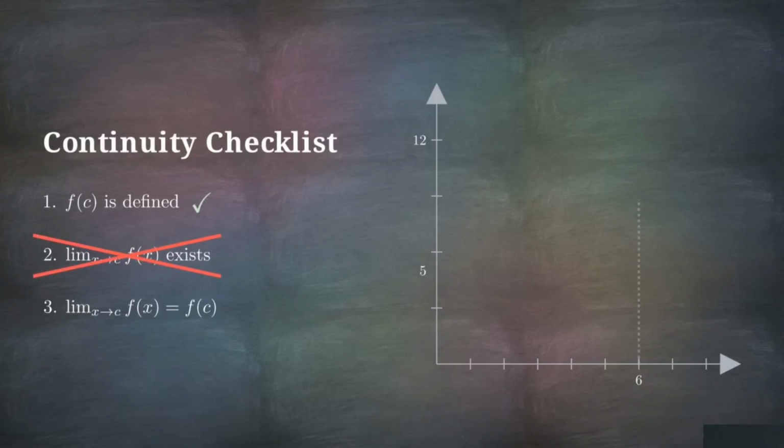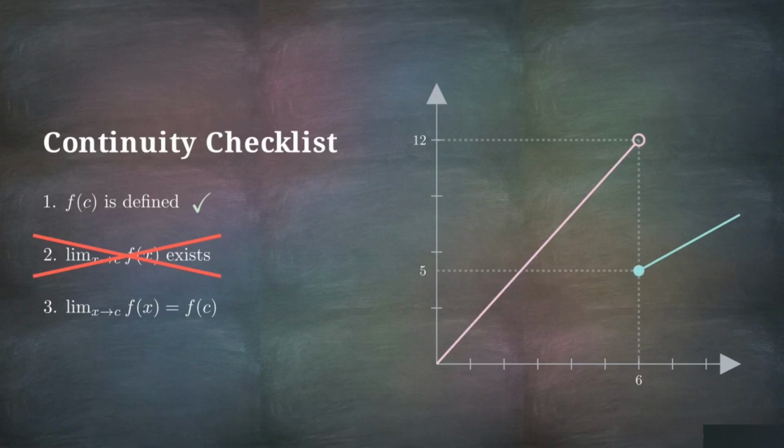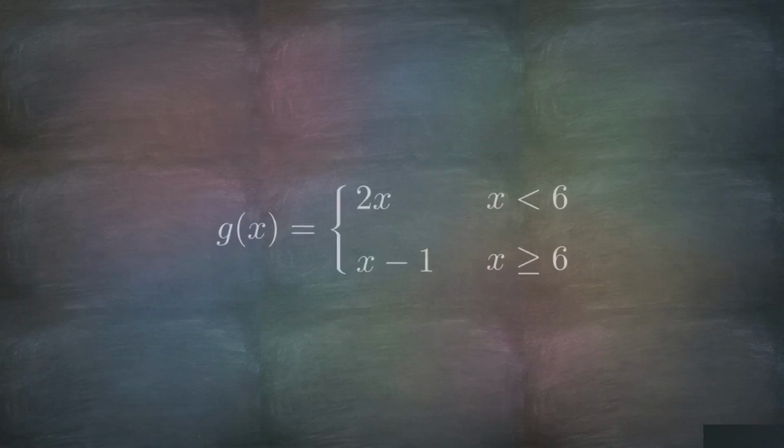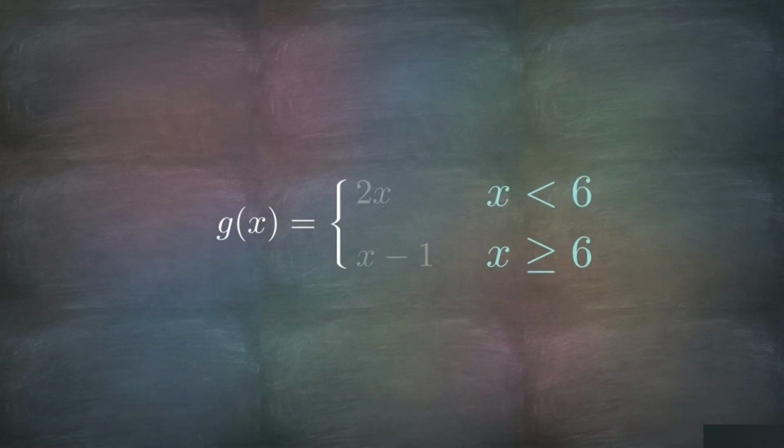Because the limit failed to exist, the function is discontinuous at x equals 6, creating a jump discontinuity. The difference between our two one-sided limits mathematically created the physical gap seen here between 12 and 5. In piecewise functions, the points where domain inequalities change are the most important areas to test.